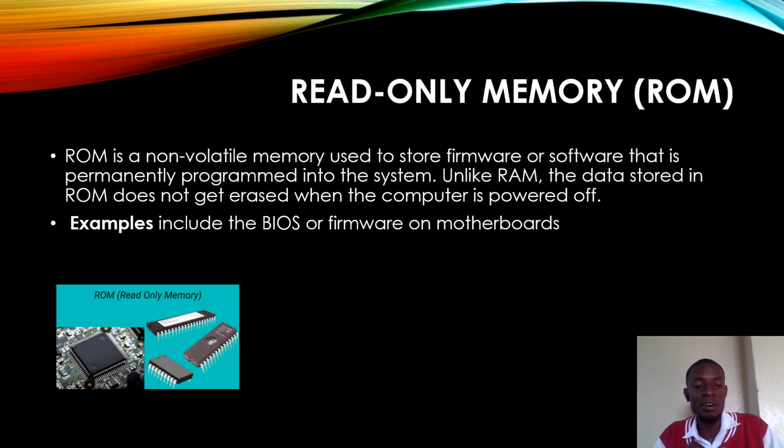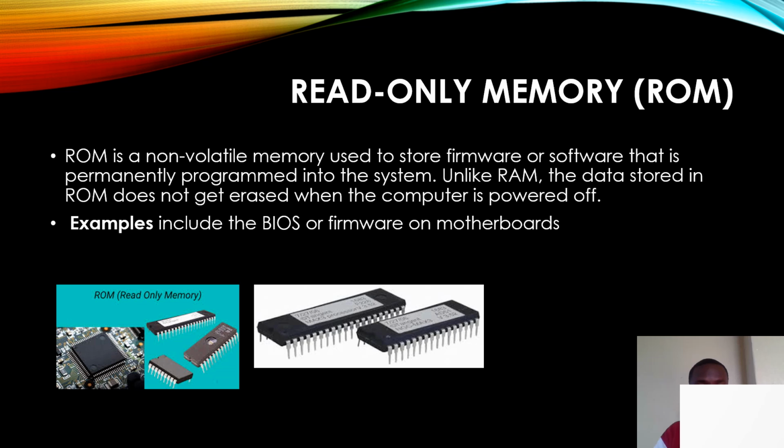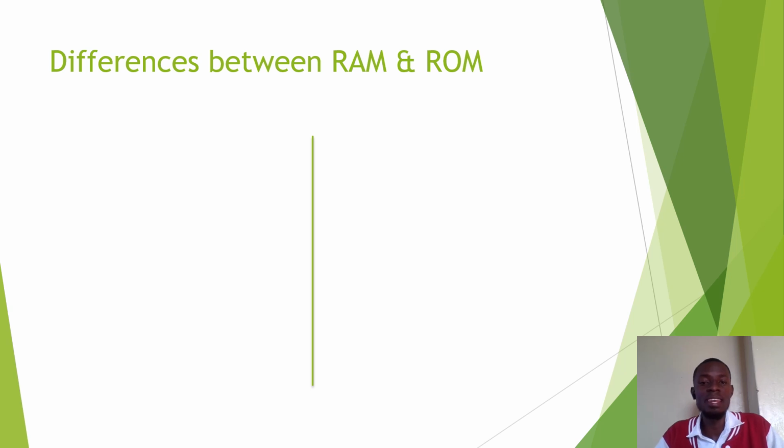So this is how the RAM looks like. I mean the ROM, the read-only memory on the motherboard. That's how it looks like. And now let's go ahead and differentiate between the RAM and ROM. We see how they differ.